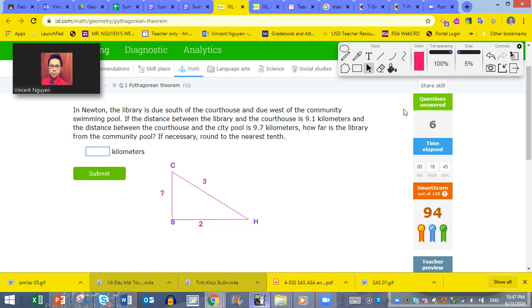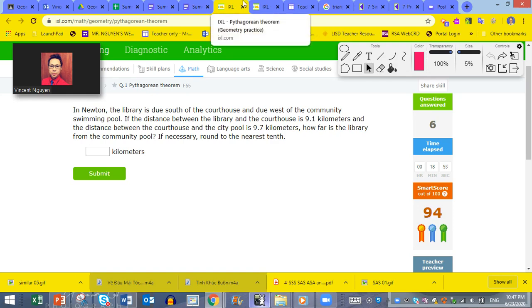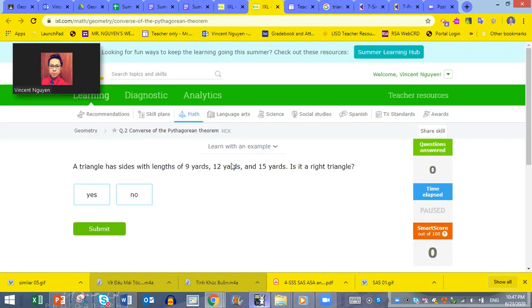So what I'm going to do next is, first, let me delete this. We're going to get to do the converse, okay? The converse is actually what you're new to in geometry. This Pythagorean theorem business, you should have already learned in middle school. So go to the converse.